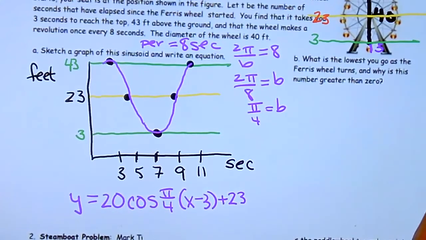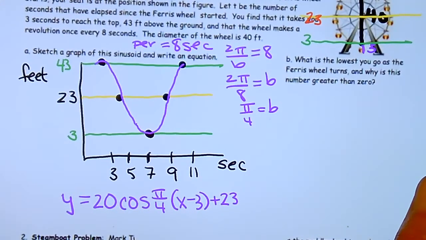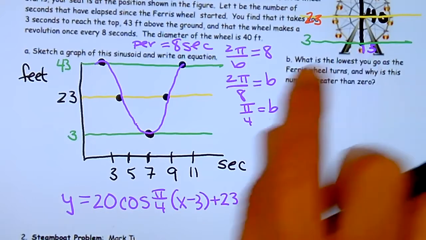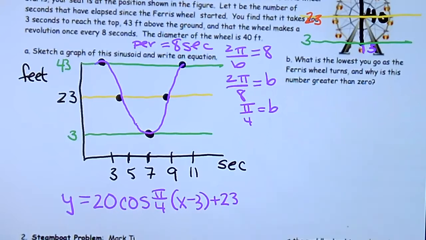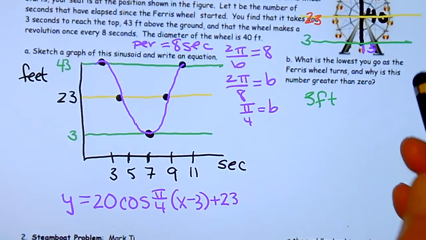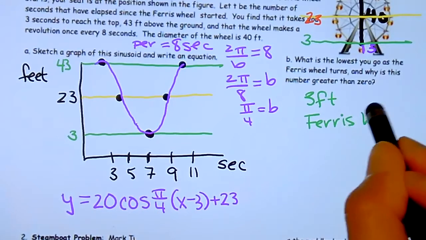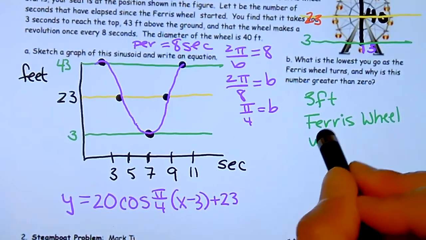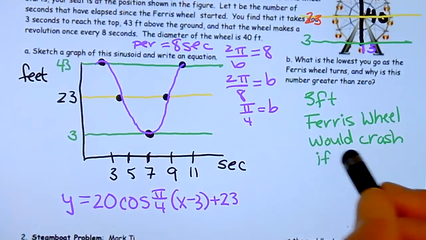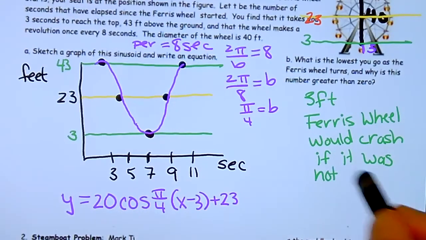So now it says, what is the lowest you go as a Ferris wheel turns, and why is this number greater than 0? So we see down here that the lowest it went was 3, right? So the lowest it's going to be is 3 feet. And they're asking, well, why does this number have to be greater than 0? The Ferris wheel would crash if it was not greater than 0.